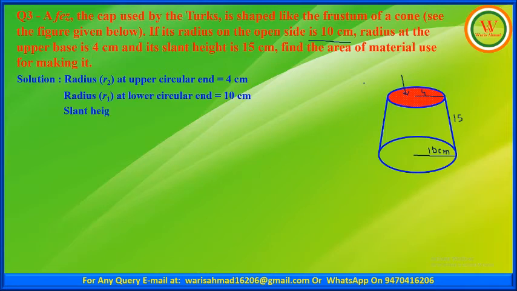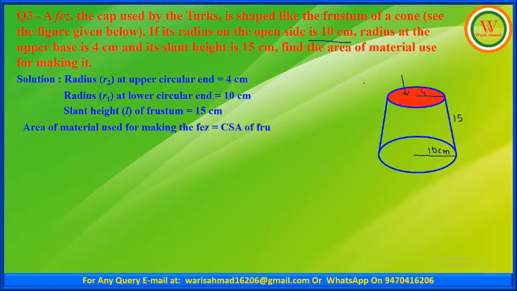while the slant height of the frustum is equal to 15 centimeter. Area of material used for making the cap is equal to CSA of frustum plus area of upper circular end, as I explained right now. Now, after that we will put the formula of CSA of frustum, then area of upper circular end also.